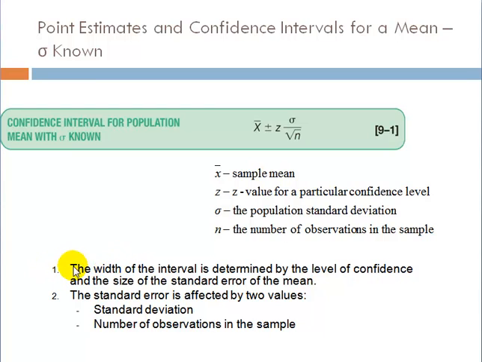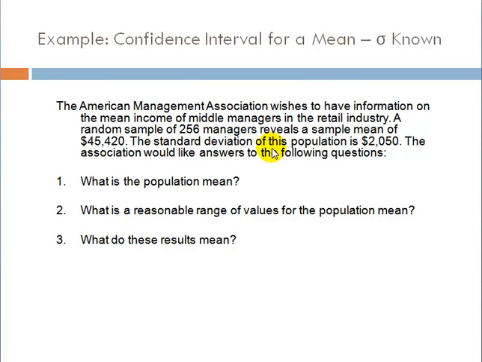The first thing we should know about this formula: the width of the interval is determined by the level of confidence and the size of the standard error of the mean. Second, the standard error is affected by two values: the standard deviation and the number of observations in the sample. So this part is actually the standard error. Let's take an example.